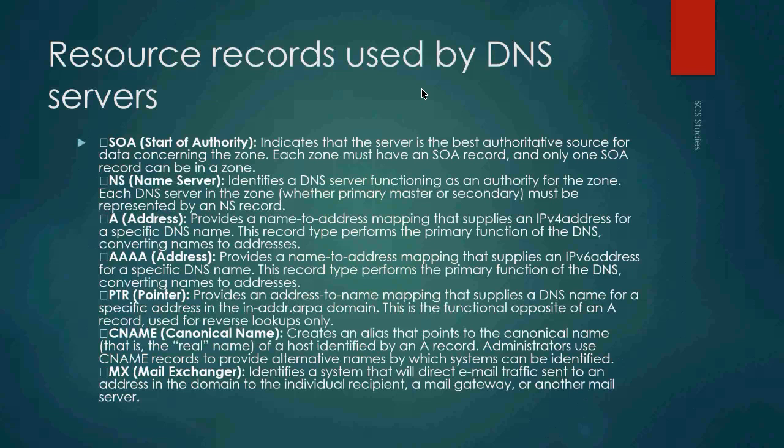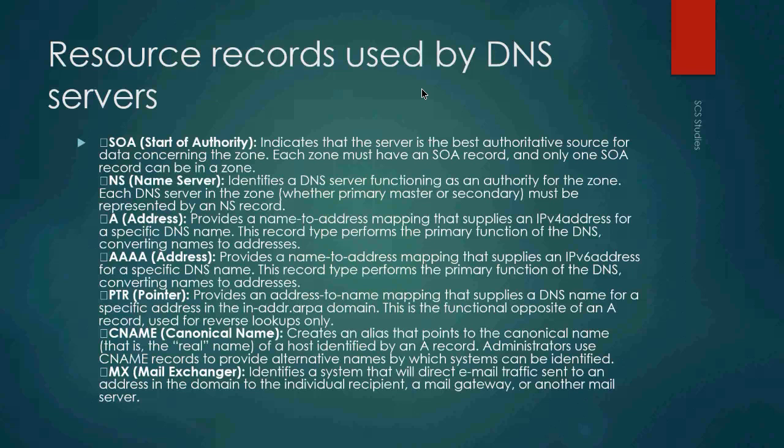Next is the AAAA record. This is also an address record, but it is for IPv6. The difference between A and AAAA is that the A record is used in IPv4 and the AAAA record is used in IPv6.